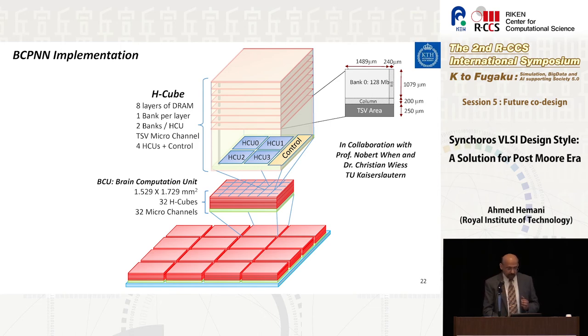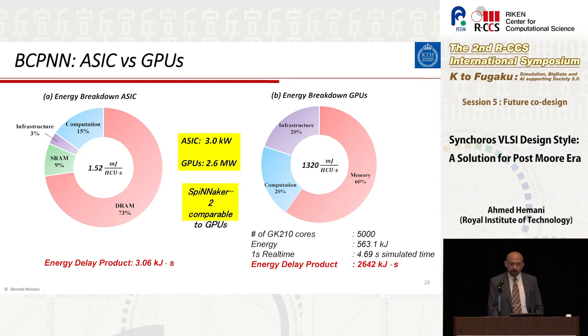Now, these are then integrated in a chip, which we call a brain computational unit, and there are about 32 edge cubes in it. And then you use an interposer to integrate them further. So you have approximately 2,000 such chips in one interposer. Now, this has been implemented and benchmarked against GPUs, with very hand-optimized code for GPUs. The ASIC implementation gives about 1.5 millijoules per MCU per second, or at human scale, about 3 kilowatts of power. On GPUs, it's roughly about 2.5 megawatts. So it's about 3 orders of magnitude better in terms of energy delay product.